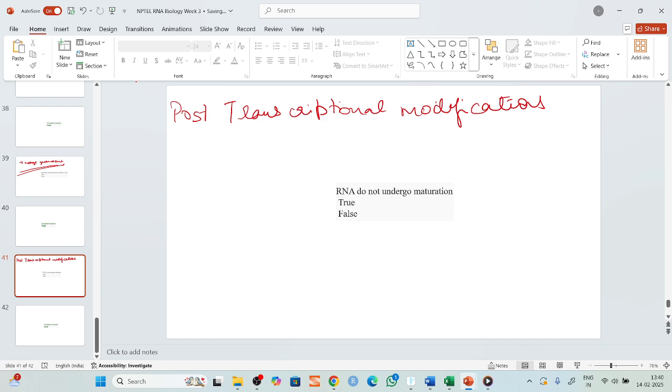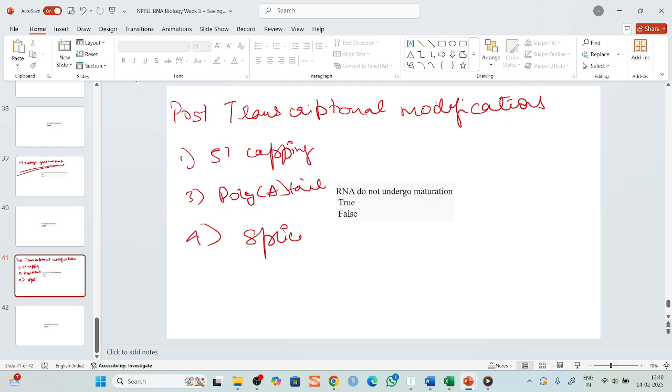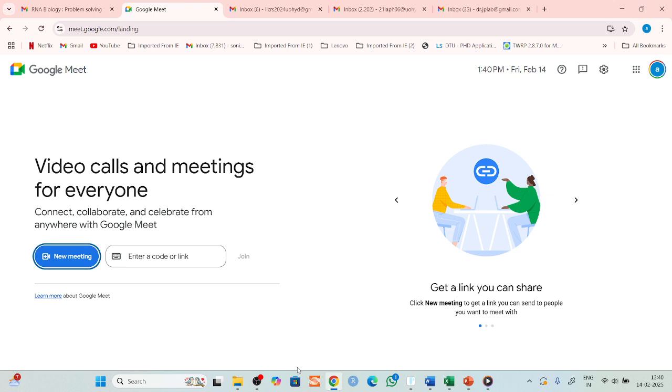post-transcriptional modifications. And these post-transcriptional modifications are 5' capping, 3' poly A tail, and splicing. So these are the three major post-transcriptional modifications. It's not that only these are the post-transcriptional modifications. There are several other post-transcriptional modifications that occur in the RNA, but these are essentially the major ones that happen in the RNA.